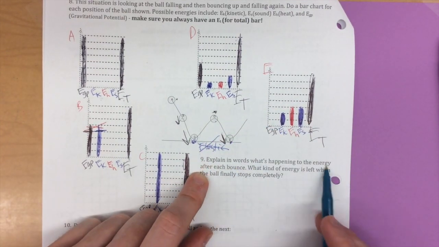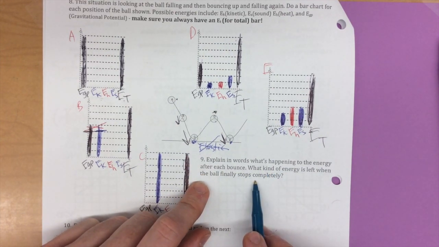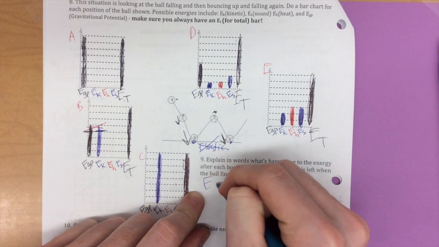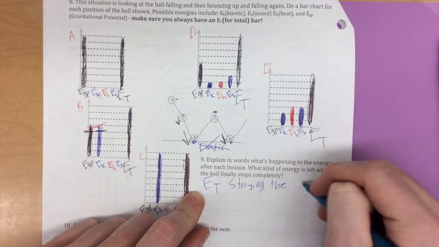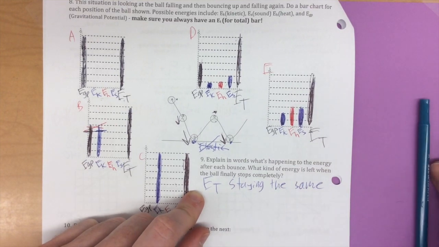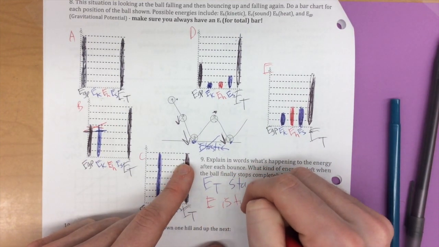So number 9, explain in words what's happening to the energy after each bounce. What kind of energy is left when the ball finally stops? Energy total is staying the same, as it does. But more and more of the energy is turning into heat.